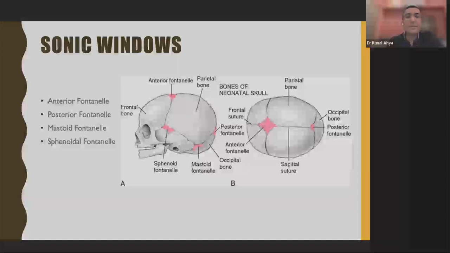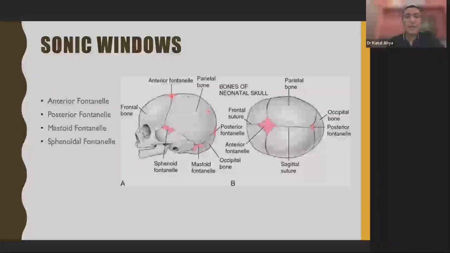Hence, we need some windows or areas through which we will get a sonic window so we can see the brain structure very easily. The commonest fontanel, which we all know and monitor, is the anterior fontanel. You need to first palpate with your hand where the anterior fontanel is, and then keep your probe over that.